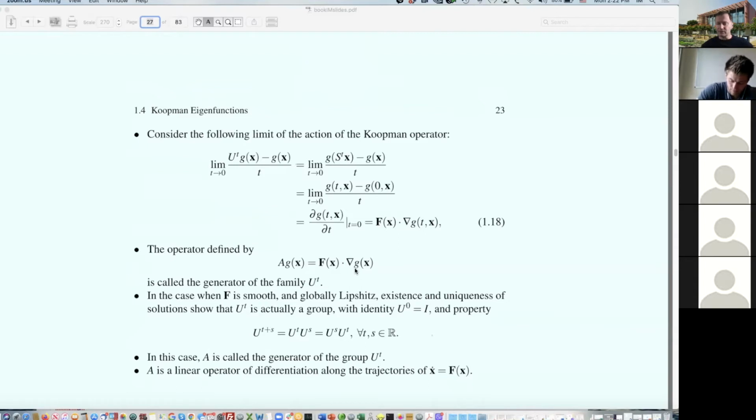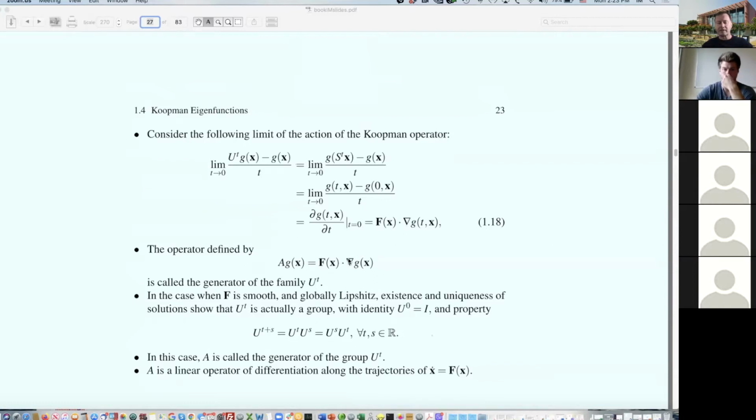And for reasons that will become clear very soon, this thing here, f dot grad, is called the generator of the family Ut. Family meaning it's a set of operators parameterized by the time t. So, the family of Koopman operators parameterized by the time t. And this is again an operator. What is an operator? You take a function, you produce another function.